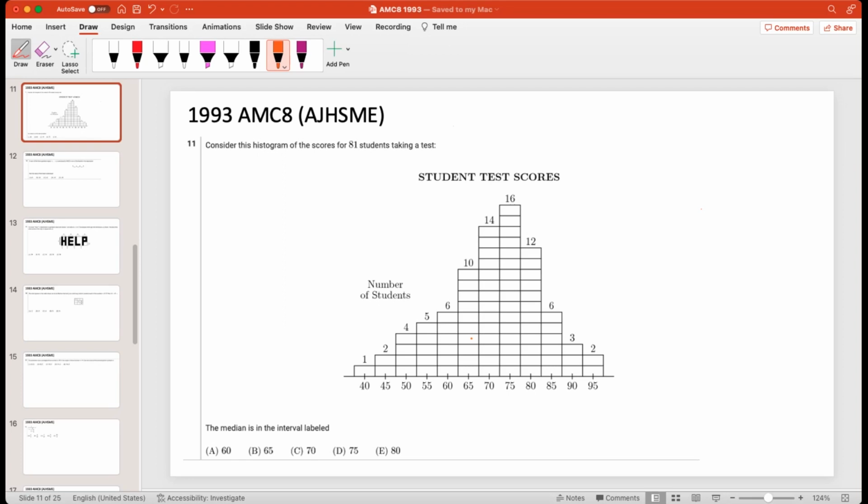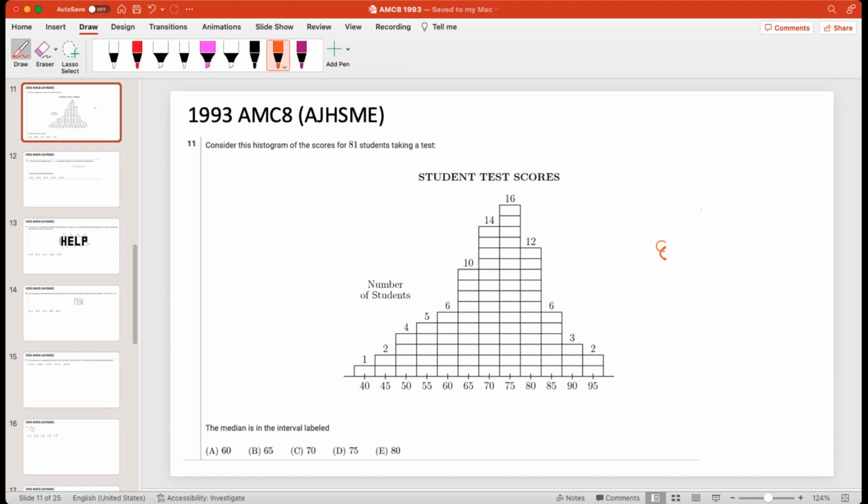Okay, consider this histogram of the scores for 81 students taking a test. The number of students are given at the top of the graph. These are the number of students, right? And these are the marks. So it basically means one student got 40, two students got 45, four students got 50, and so on and so forth. That's how to read this histogram. So totally we have 81 students taking this test, so the total of all this is going to be 81.